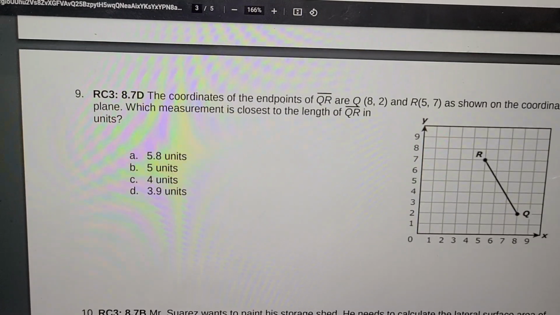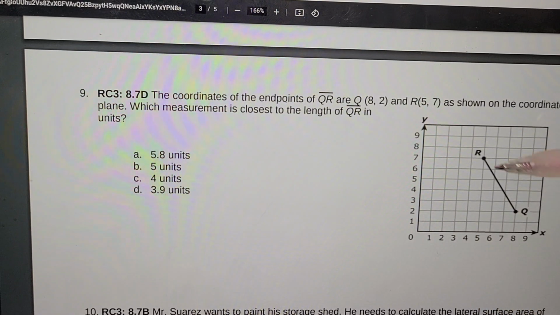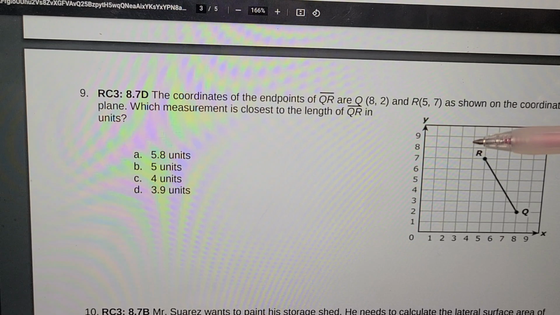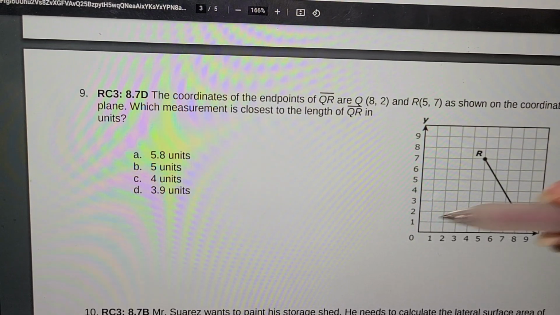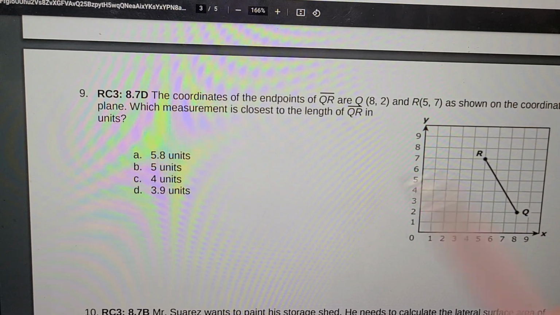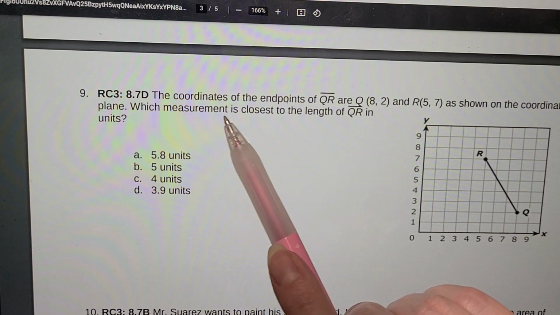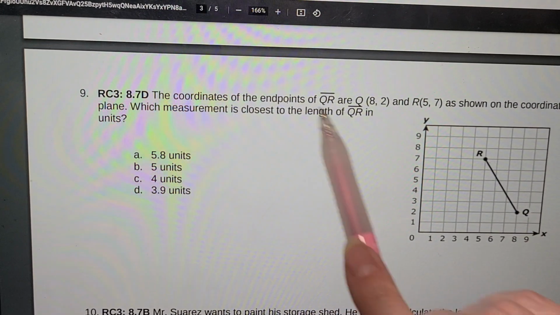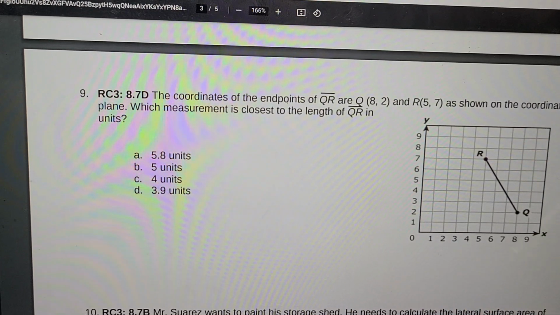Number 9 says the coordinates of the endpoints of QR, this line segment, are Q at (8, 2) and R at (5, 7), as shown on the coordinate plane. Which measurement is closest to the length of QR in units?